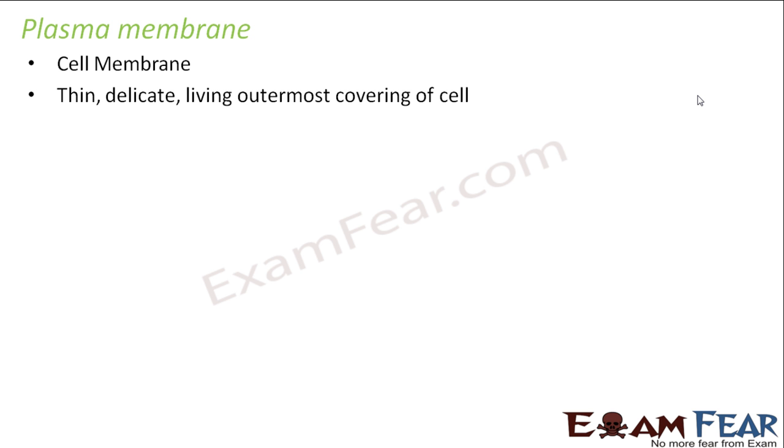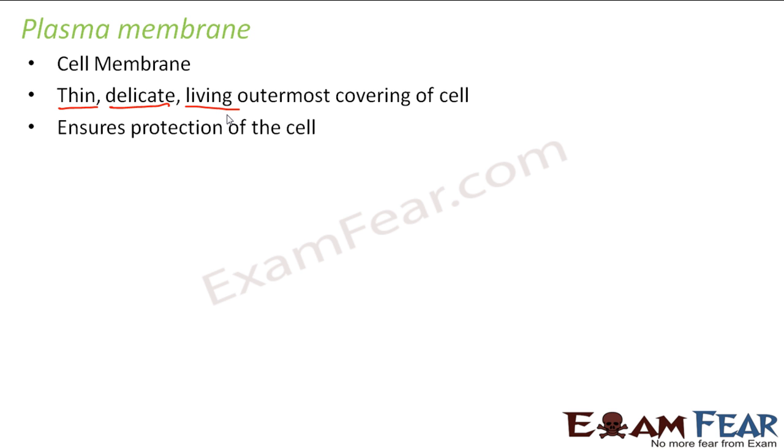So let us see what is a plasma membrane. Plasma membrane is also known as cell membrane. Many textbooks will use the word cell membrane instead of plasma membrane. It is a thin, delicate, living outermost covering of a cell. It is thin, very delicate, not very rigid and hard, and it is living. It is not a dead covering, it has life.